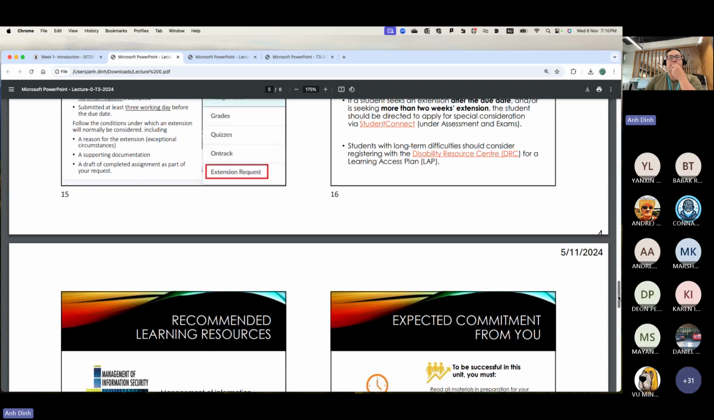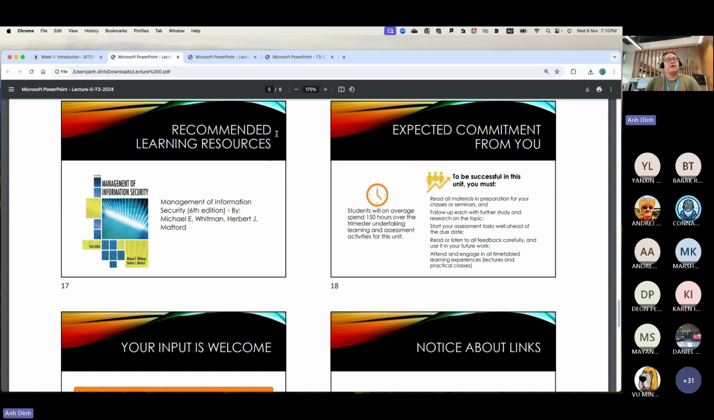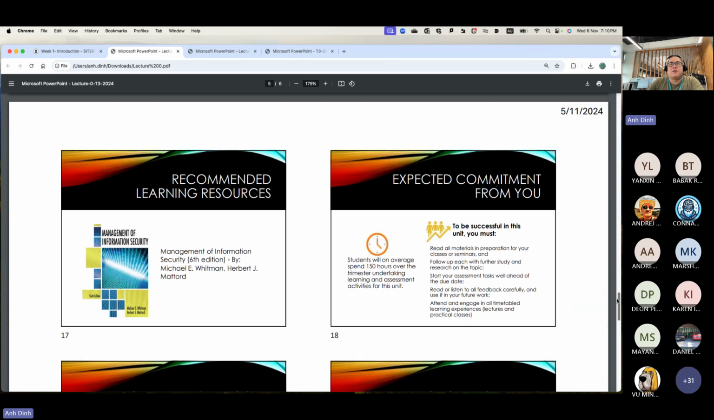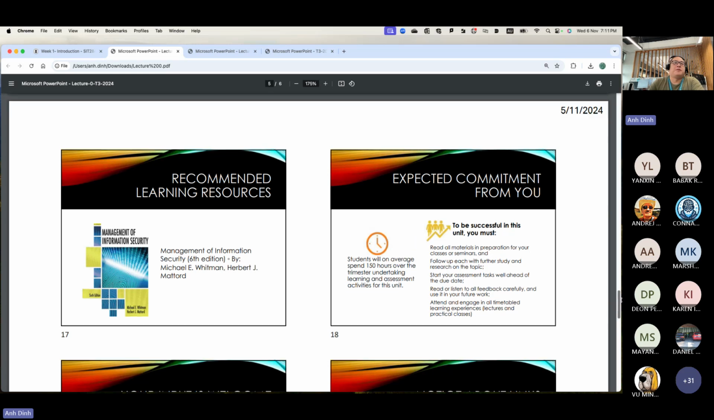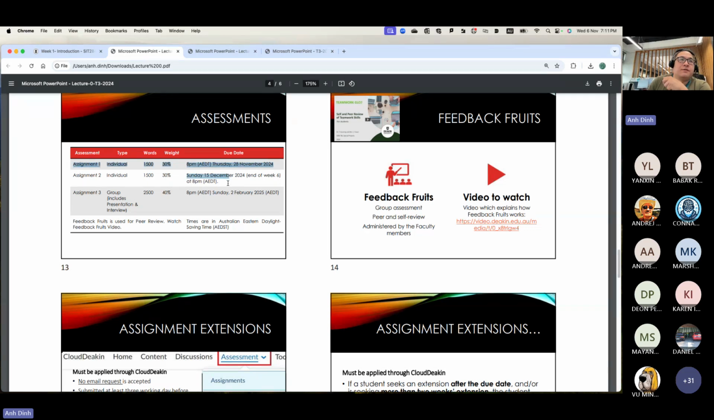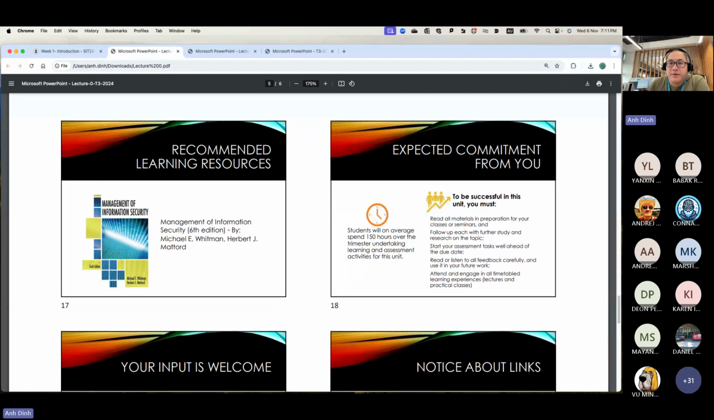Extensions: I think all of the units that use Clouddeakin for assessment have the same guideline on extensions. The content of this unit is based mainly on this book, Management of Information Security. You can borrow a copy from the library, I believe. And the expected commitment from you is 150 hours, because it mostly comes from reading the material, thinking about the material and working through the workshop activities. To complete the assignments, it is not sufficient just to read the slides. You have to think critically about the questions, and it all counts towards the 150 hours. All right, let me see if there are a few questions in the chat.